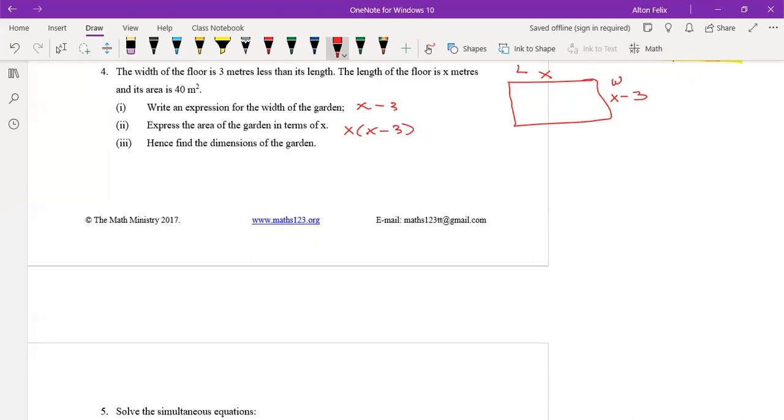Now what did it tell us? They said the area is 40. Find the dimension of the garden. Dimension means we need to work out what is the length and what is the width. So we have an expression for the area in part 2, and we are told that area is 40. And we could remove the brackets here. This will be x squared minus 3x minus 40 equal to 0.